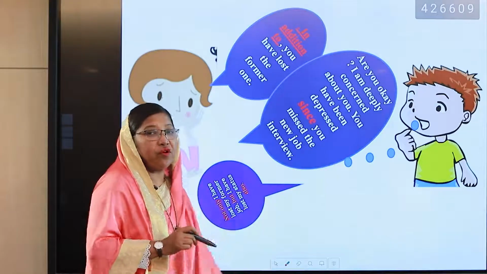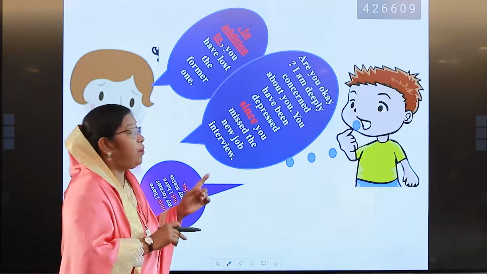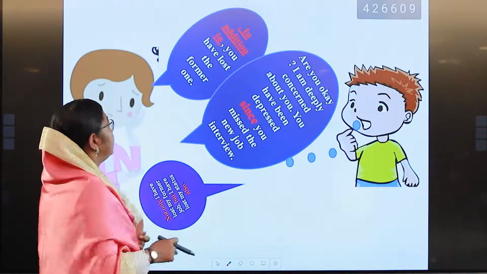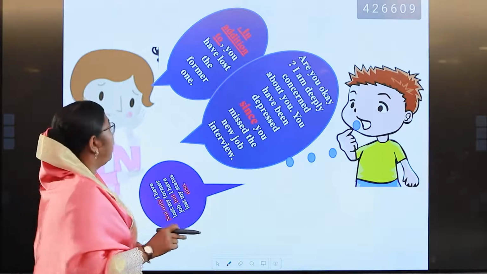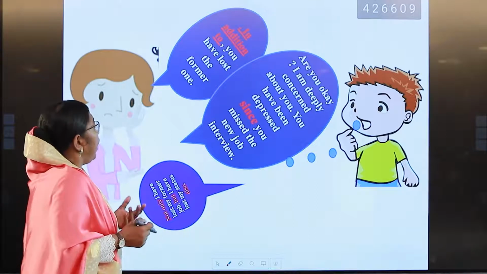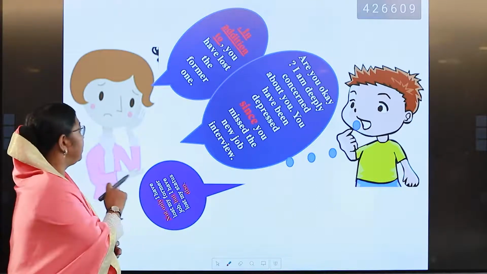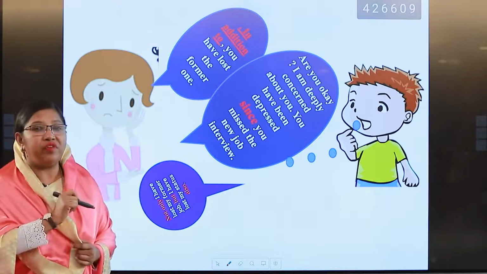First one will start from this person. Are you okay? I am deeply concerned about you. You have been depressed since you missed the new job interview. Again, I am reading. Try to write. Are you okay? I am deeply concerned about you. You have been depressed since you missed the new job interview.